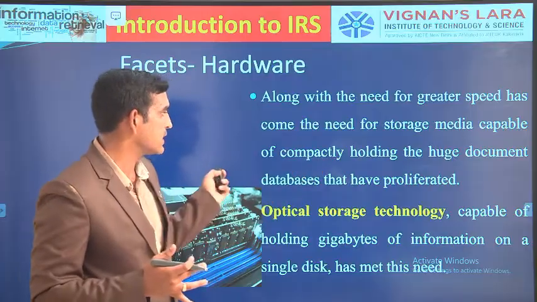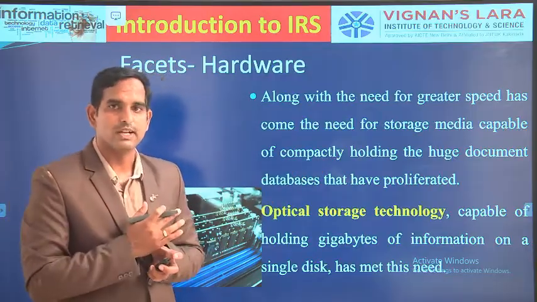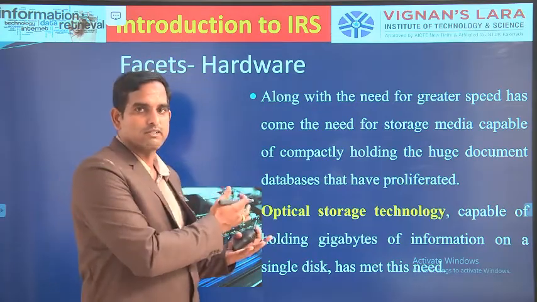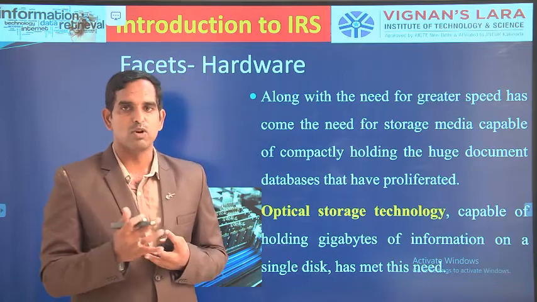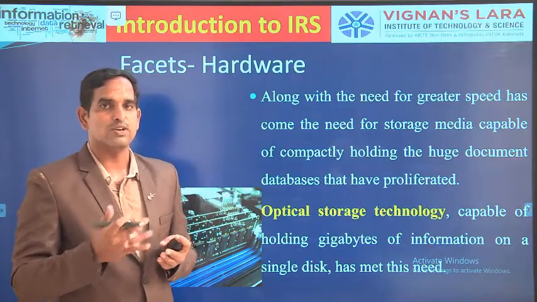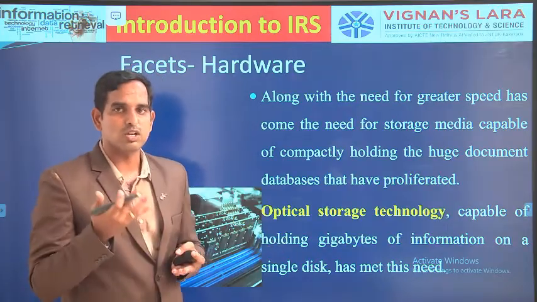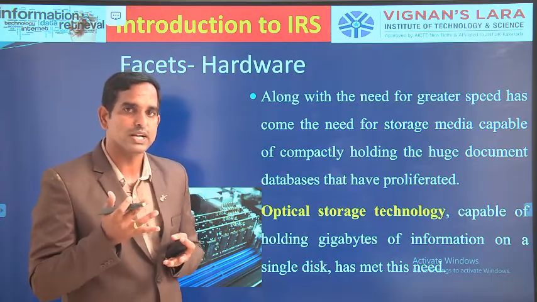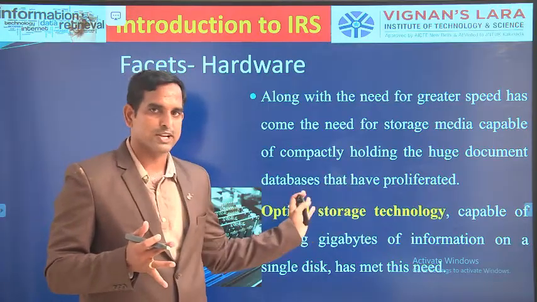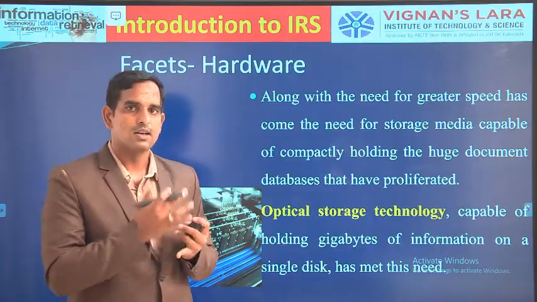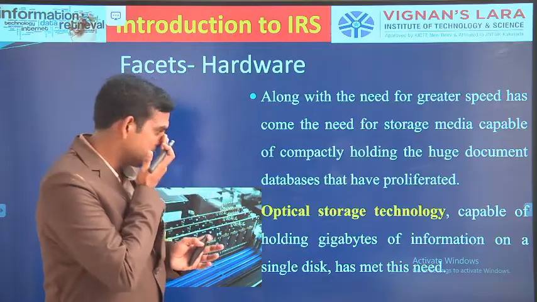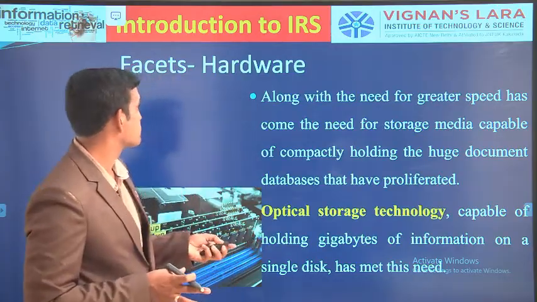Along with the need for greater speed comes the need for greater storage media capability of holding huge documents. Okay, so not only the speed, that is von Neumann architecture, parallel processing and IR specific systems are mostly concerned about the speed of your particular operation. You are not only concerned about the speed of the operation, you are also concerned about how much data and what types of data you could be storing in your information retrieval system. To implement those things, we have optical storage technology. Either you could use the hard disk or you could use magnetic technology to store your data in the database. So these are the things which will be part of your hardware.